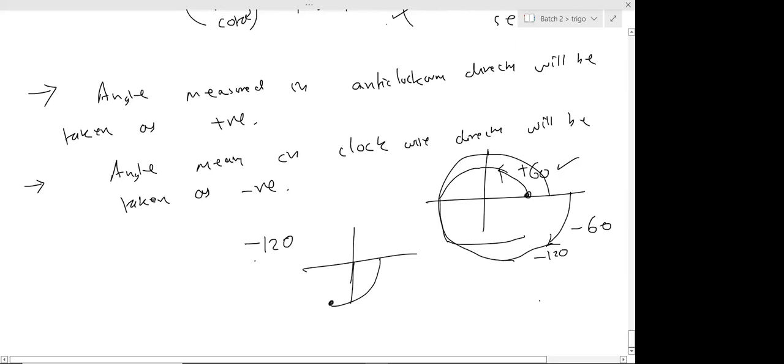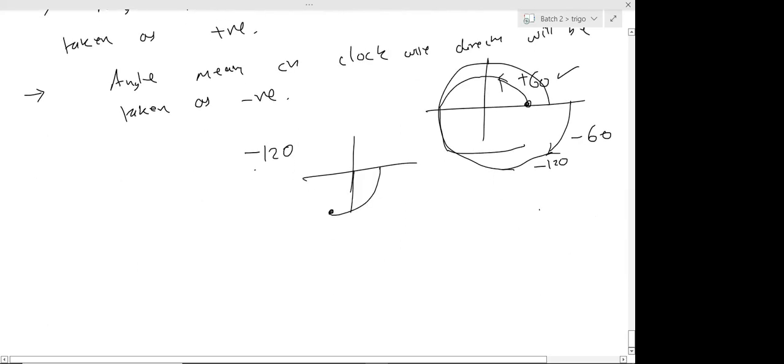So how to deal with negative trigonometric angles? Note it down, please.